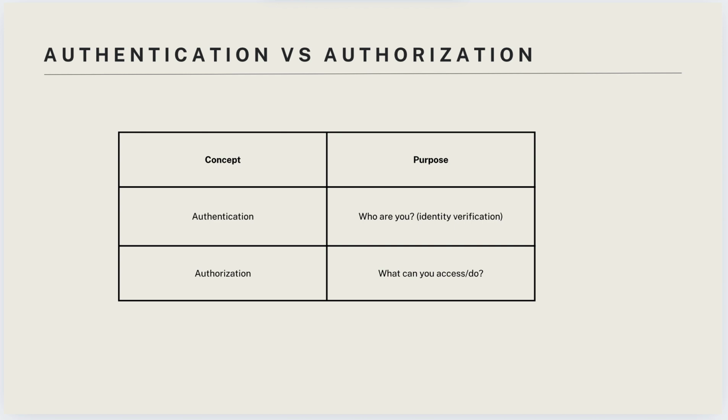Authentication proves identity, usually through credentials like passwords, tokens, and OAuth. Authorization determines what actions or data the user can access after being authenticated. Both are essential but serve different purposes.